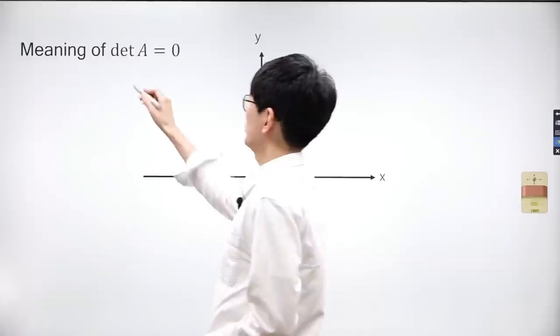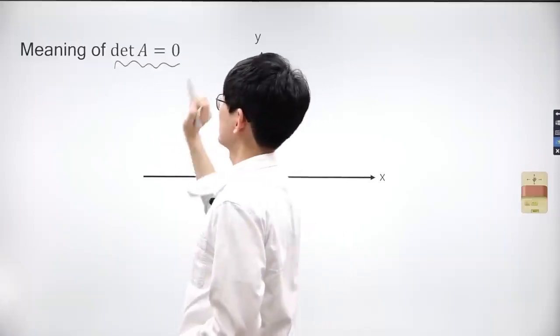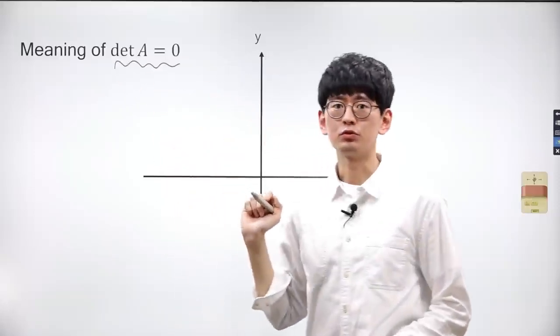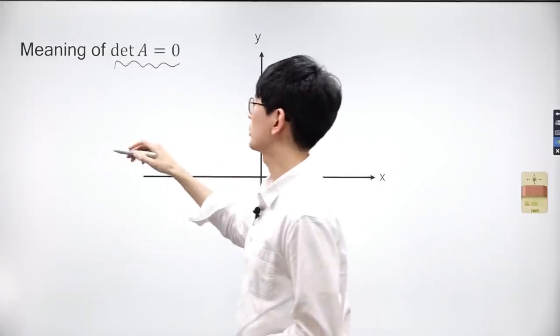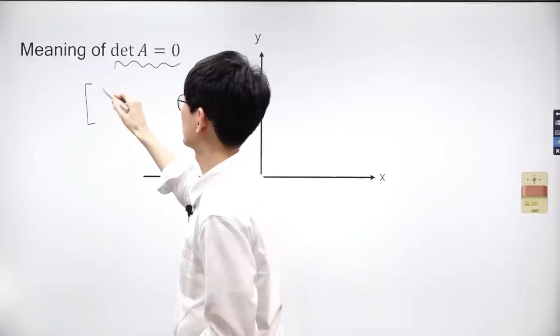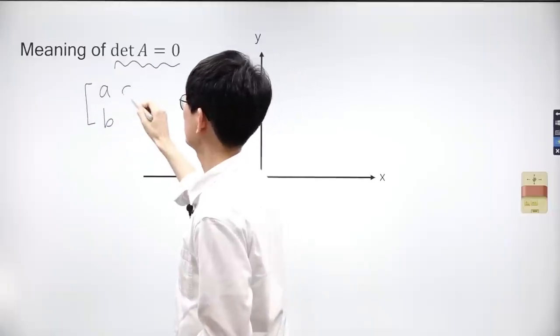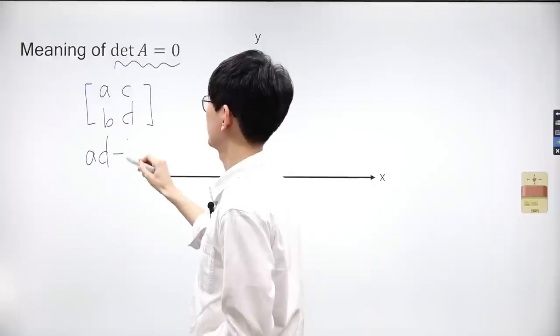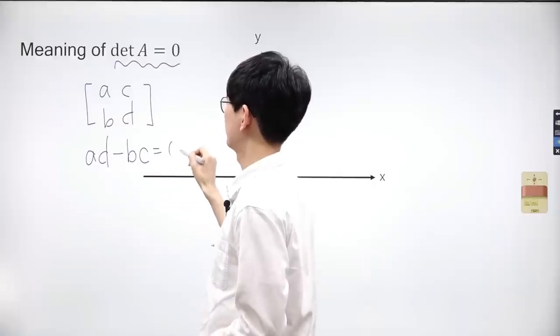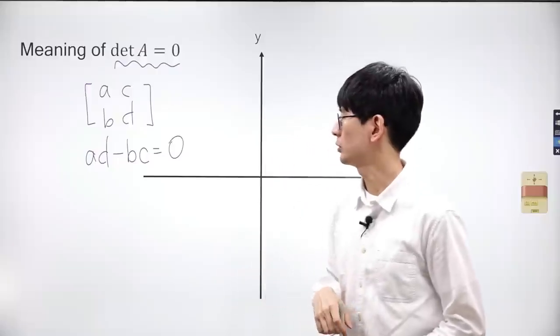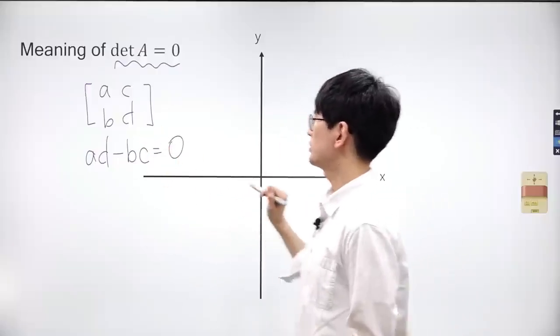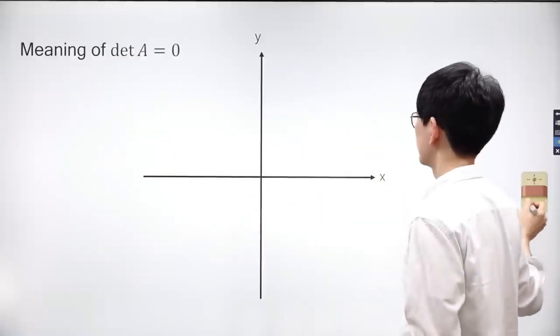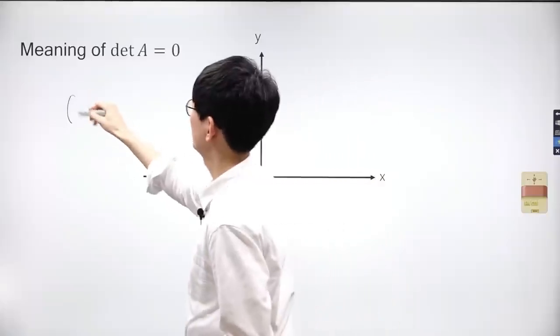The determinant of a matrix can be positive, negative, or even zero. Let's explore what a zero determinant means. Consider a matrix A with elements A, B, C, and D, where the determinant calculated as AD minus BC equals 0. Understanding the meaning of a determinant of 0 is not intuitive.